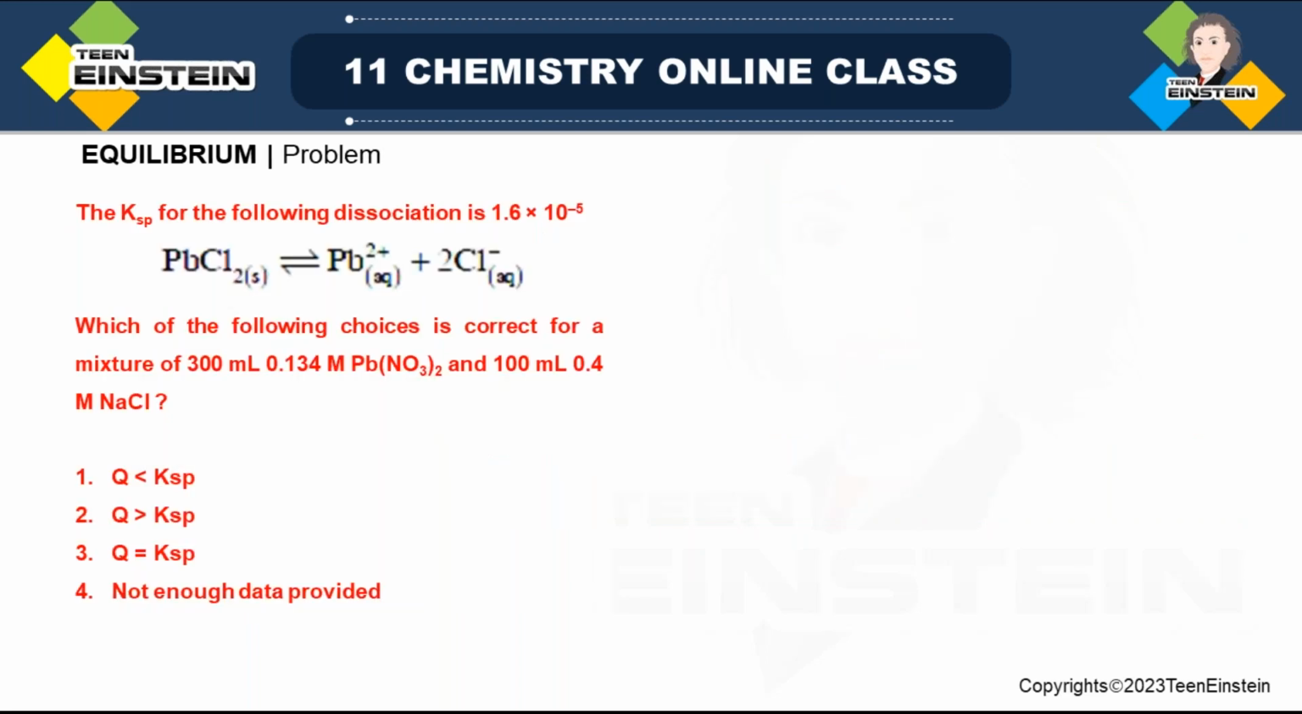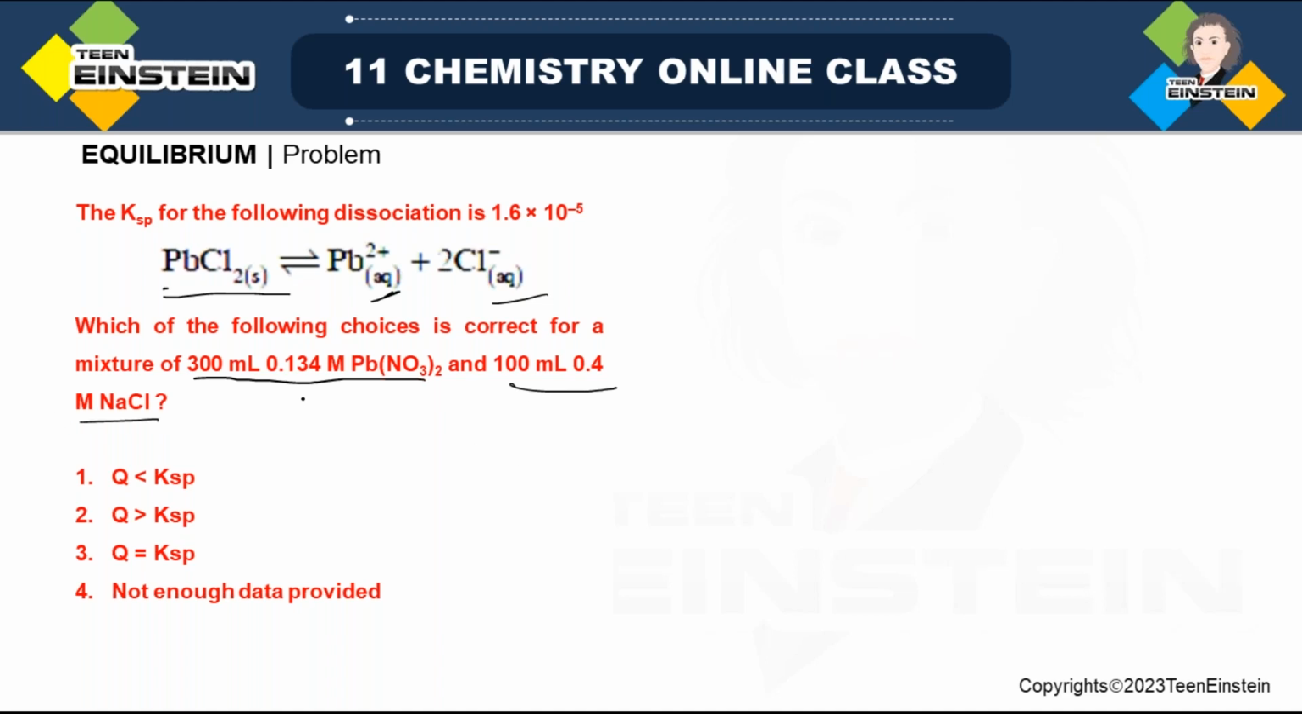So based on this Q and KSP, we have a problem here. It is saying that KSP for the following dissociation. What dissociation? We have this salt, lead chloride, PbCl2, in bracket it is S. And after equilibrium, we have Pb2+ cation aqueous and 2 chloride ion aqueous. Which of the following choices is correct for a mixture of 300 ml 0.134 lead nitrate? So this is a different salt of lead, and we have 100 ml 0.4 molar sodium chloride.